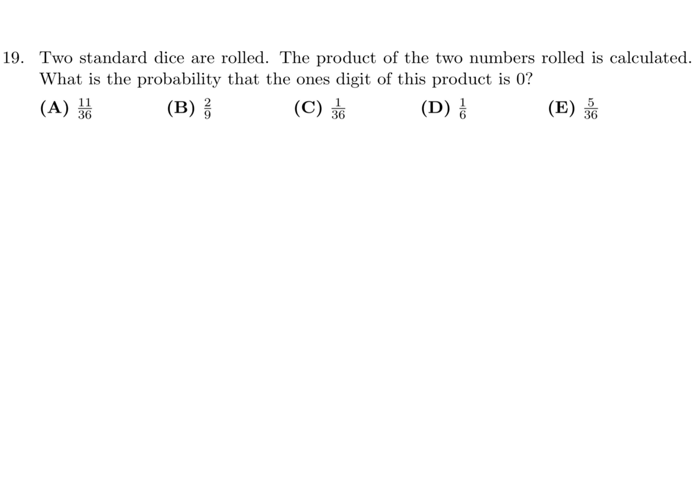Two standard dice are rolled. The product of the two numbers rolled is calculated. What is the probability that the ones digit of the product is 0?